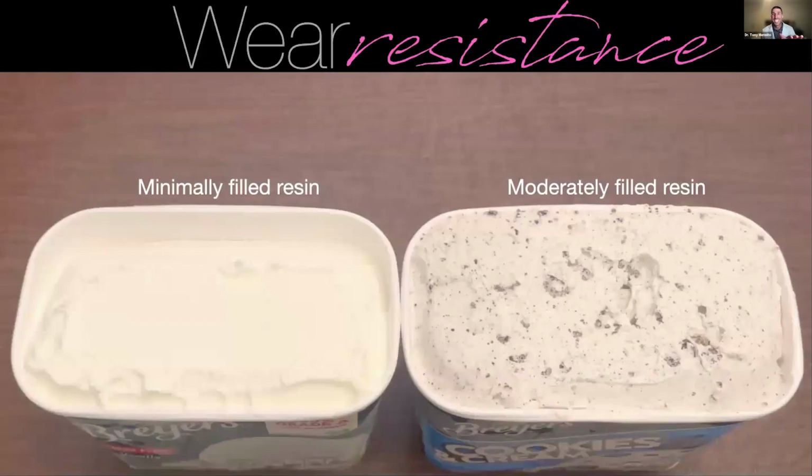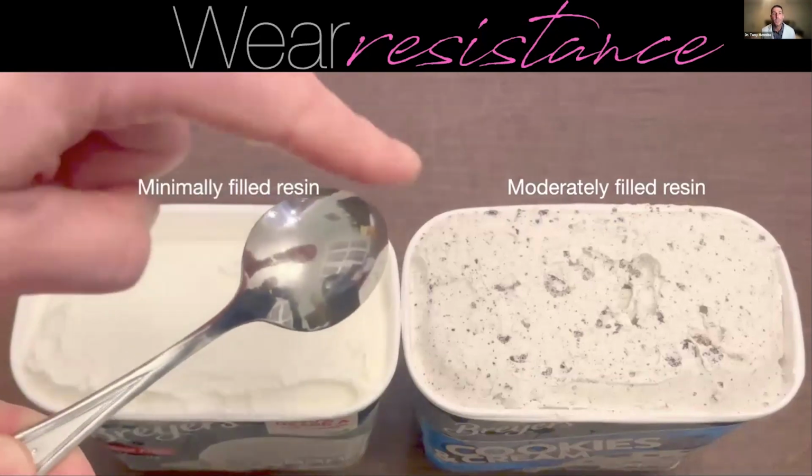But the vanilla ice cream represents the minimally filled resins that are the current materials we're able to print in our 3D printers, versus the cookies and cream on the right-hand side, which is more like the moderately to highly filled composites that we use every day in our practices as direct composite restorations. And we all know that direct composite restorations wear. But what I want to explain is what I've seen with these 3D printed restorations, because these resins are not all that highly filled, especially compared to our direct composite materials.